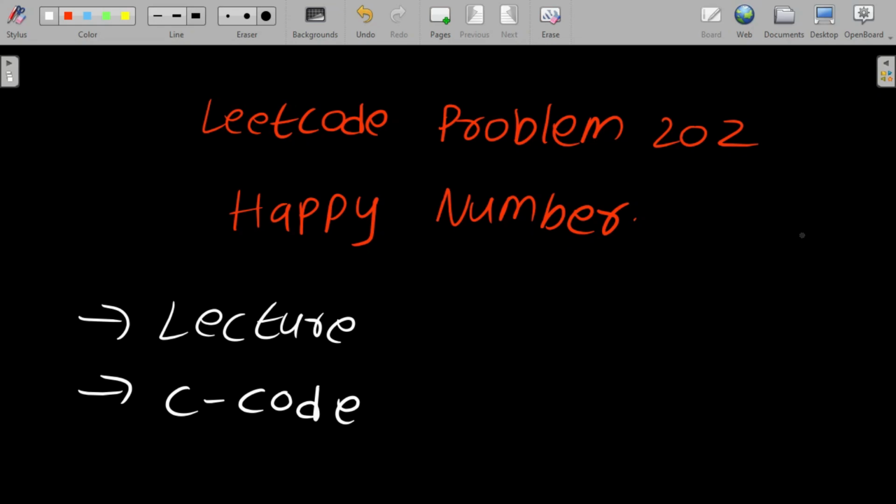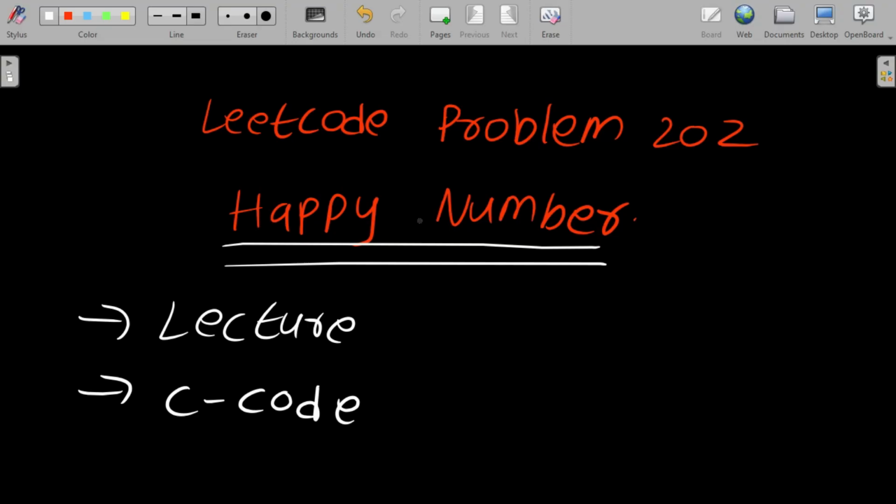So in today's lecture we are going to solve the LeetCode problem number 202, that is Happy Number. I am going to divide this LeetCode problem into two videos. The first video is the lecture part and the second video is the C code. In the lecture part we are going to discuss the logic and algorithm, how to approach this LeetCode problem.